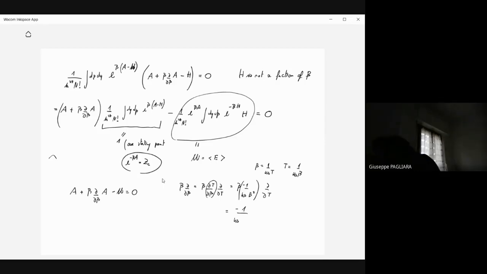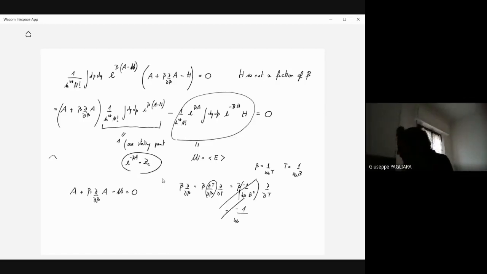Sorry, let me do it more slowly, otherwise I forget something for sure. So this is the derivative of beta with respect to beta. Yeah, okay, that's correct actually. So the beta derivative with respect to beta is equal to what I said before, beta. Then I have a minus 1 divided by kB. Then I have a beta squared.